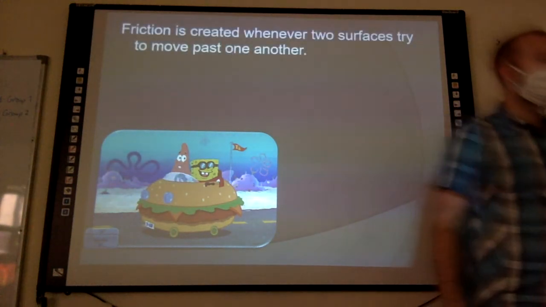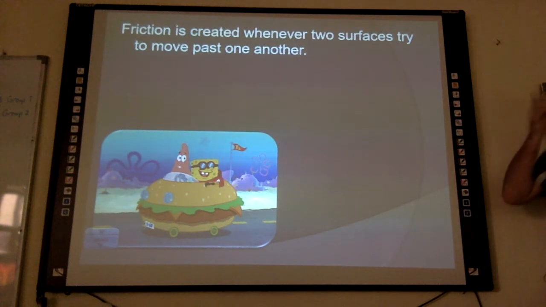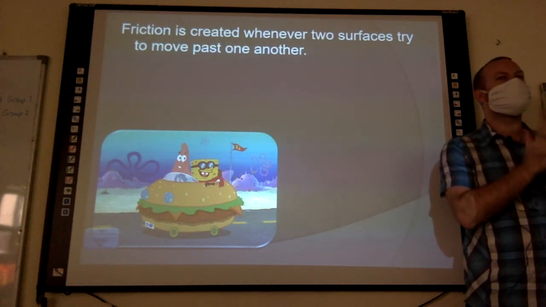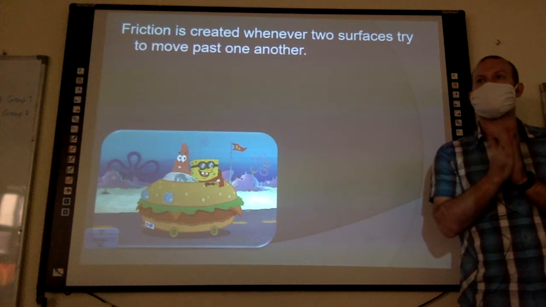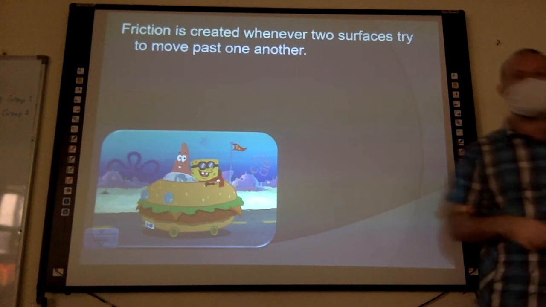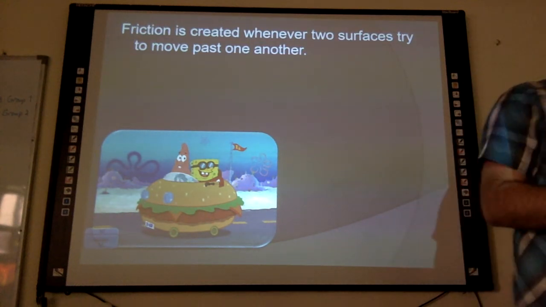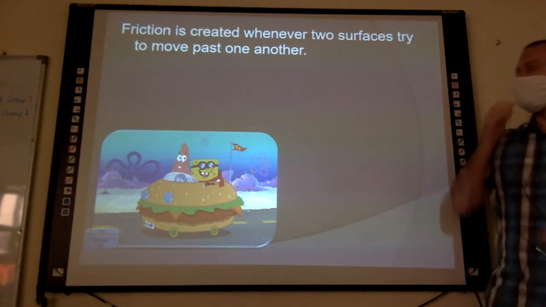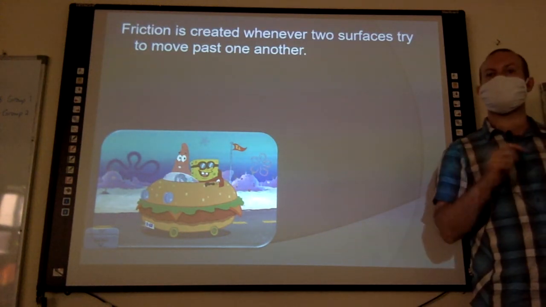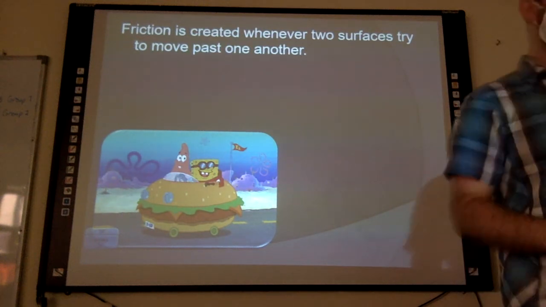So there's your SpongeBob and Patrick. Friction is created whenever you've got two surfaces that are rubbing up against each other. If you're nervous and you tend to rub your hands together like this, you create some friction. You try and push something across the floor, there's friction. You drive a car, there's friction. You walk, there's friction. Basically, anytime you've got two surfaces rubbing against each other, you get some friction.